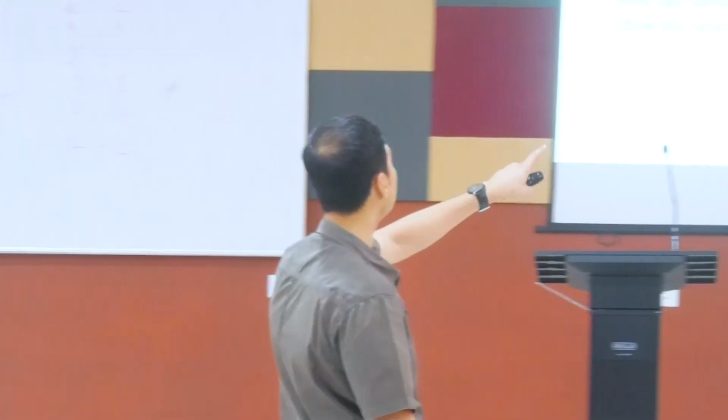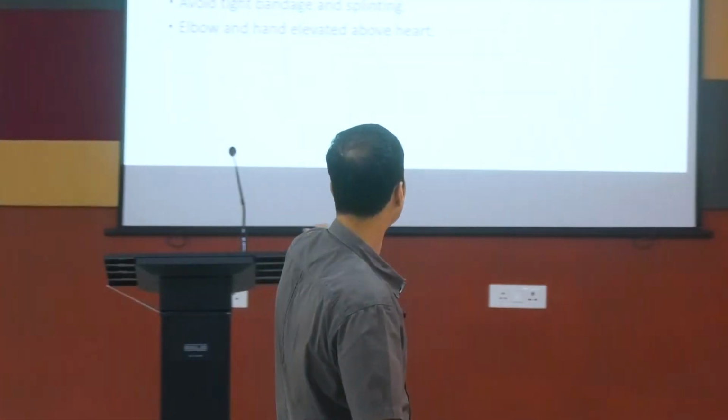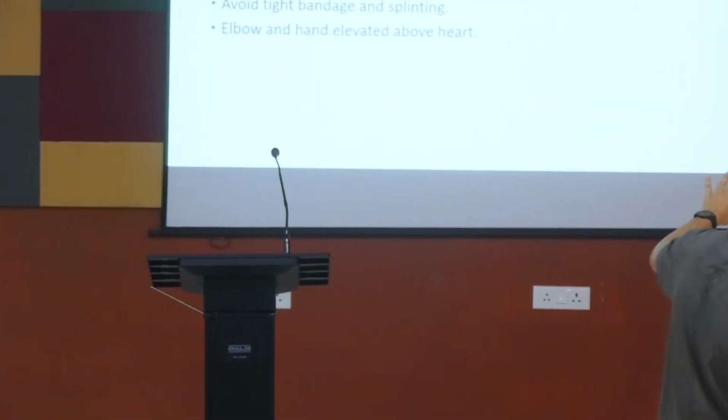Okay. So the ideal position is 20 to 40 degrees of flexion. So these are all what I have told. Extreme flexion and extension increase the compartment pressure. Avoid tight bandage, splinting. Okay. So these are basics.